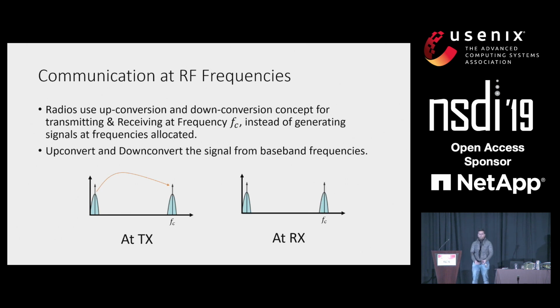At the transmitter, you generate this signal close to DC, where the x-axis is frequency, and then you shift it to any arbitrary frequency you like and transmit it. The other side does the reverse to receive that signal. Okay, so now we understand this.